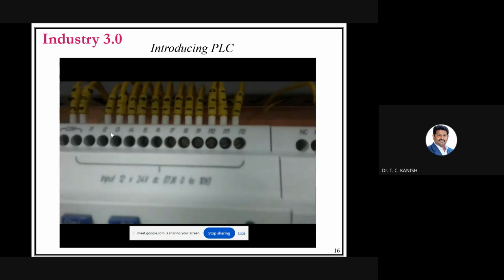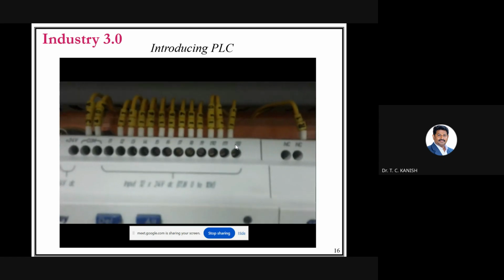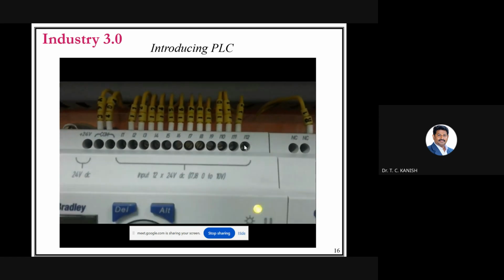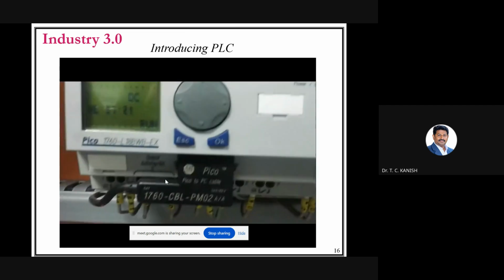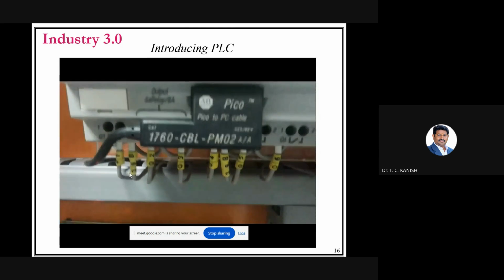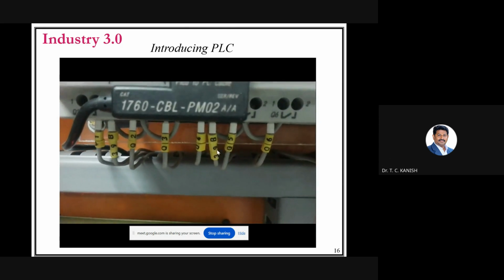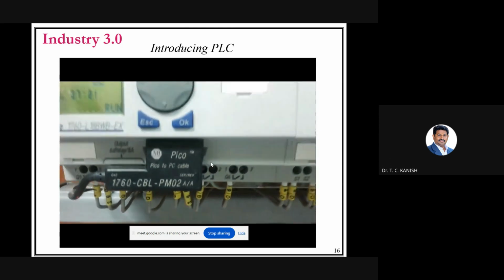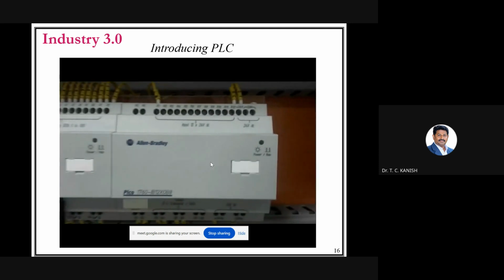You can see here 1 to 12 inputs are available, and on the output side, 1 to 6 will be there. So this is how we are getting 12 inputs and then the outputs.